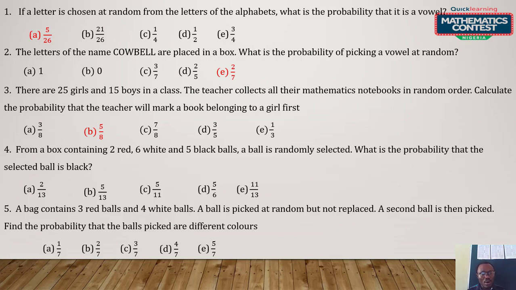Number four. From a box containing 2 red, 6 white, and 5 black balls, a ball is randomly selected. What is the probability that the selected ball is black? Start. 60 seconds. Get ready to stop.